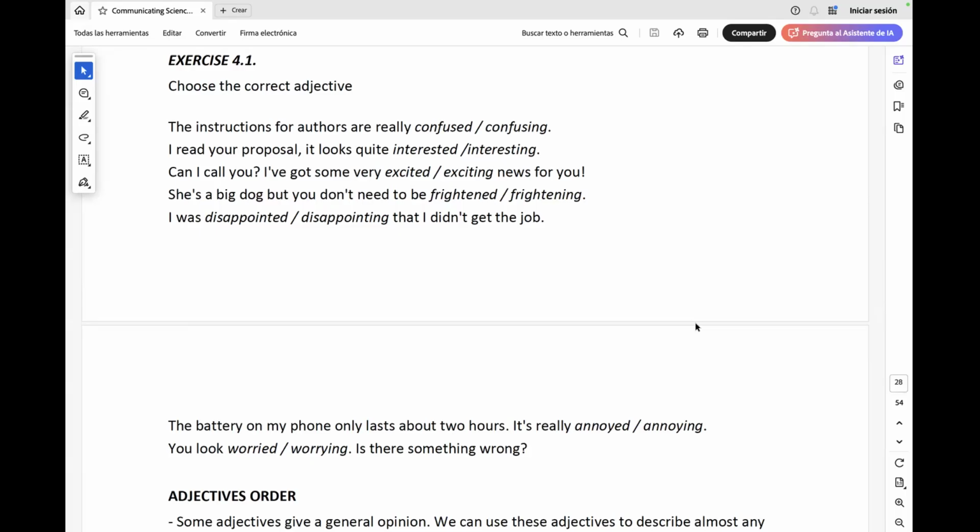I've got some very excited news for you. You use ed or ing? Ed. Why did you use ed? Because it describes it. So if it is a thing, we use ing. If it is an emotion, a feeling, we use ed. So this adjective, what noun is it modifying?